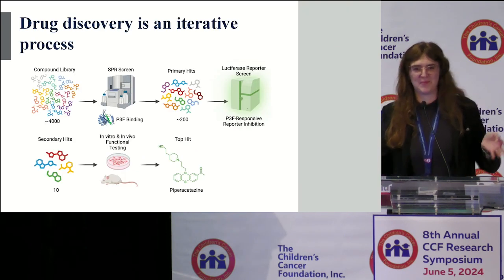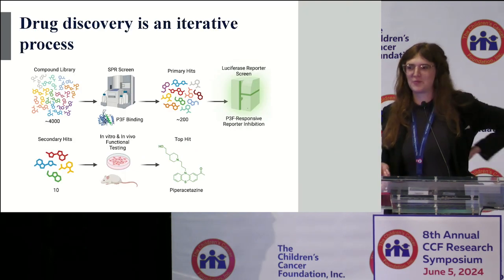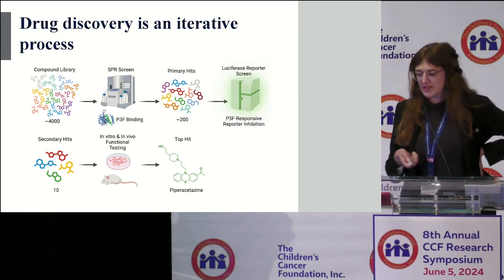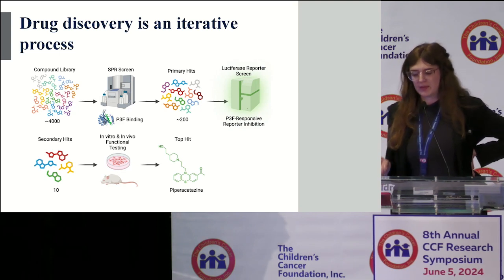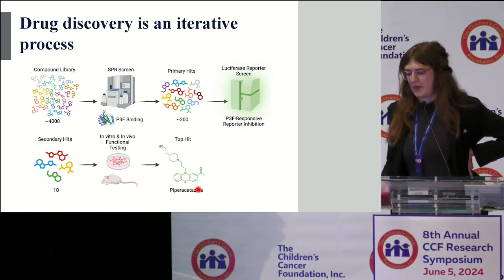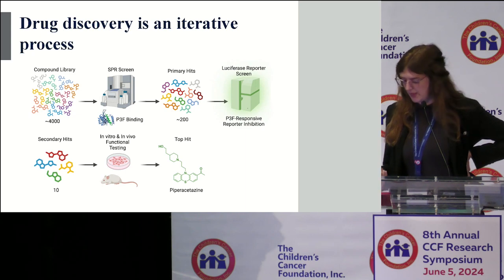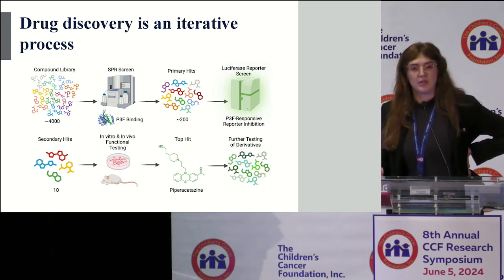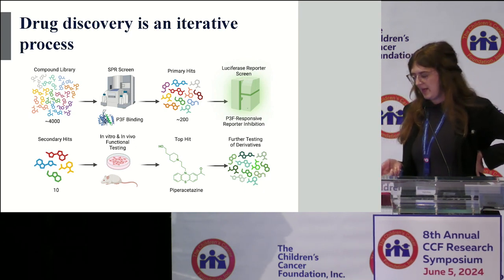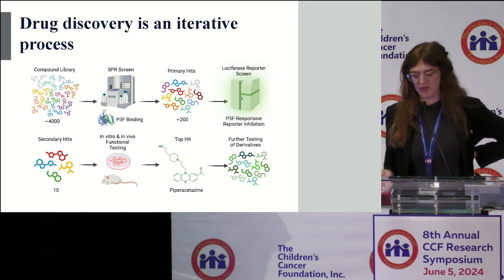So we talked before about the fact that drug discovery is an iterative process. This is where we started out. We went from a big library of 4,000 drugs, and we made it all the way down to a top hit. But our top hit's not perfect. Luckily, you can make derivatives of a top hit, which is what we've done now, partnering with the Wolf Lab at Georgetown. And they've synthesized a bunch of derivatives for us.